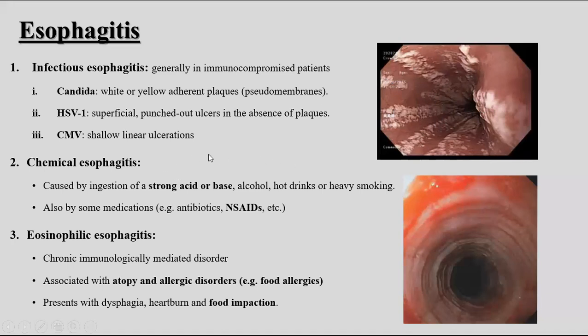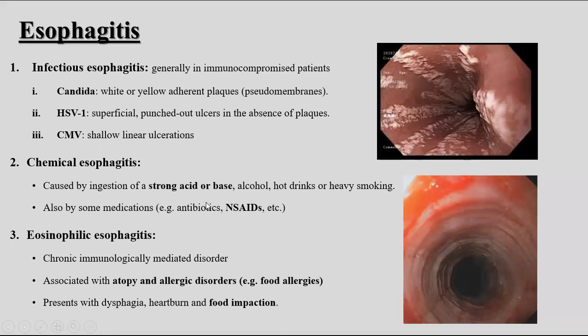Then you can also have HSV1. HSV1 is herpes simplex virus, which is going to have the same presentation as it did in the mouth. So it's also going to have these superficial punched out ulcers, same way that it would present on the lips or in the tongue. And finally, you're going to have CMV, which is going to show shallow linear ulcerations. CMV is cytomegalovirus. So instead of these pseudomembranes, just imagine linear tears. That is how CMV would present.